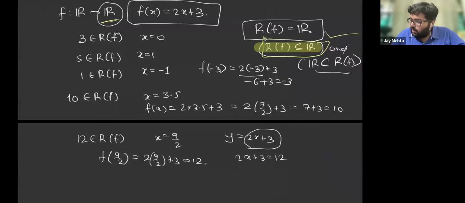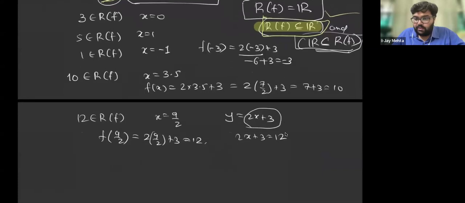So now I have to show R is a subset of range of f. So how do we show this? What do we need to show for showing that R is a subset of range of f? What will we have to show for that?